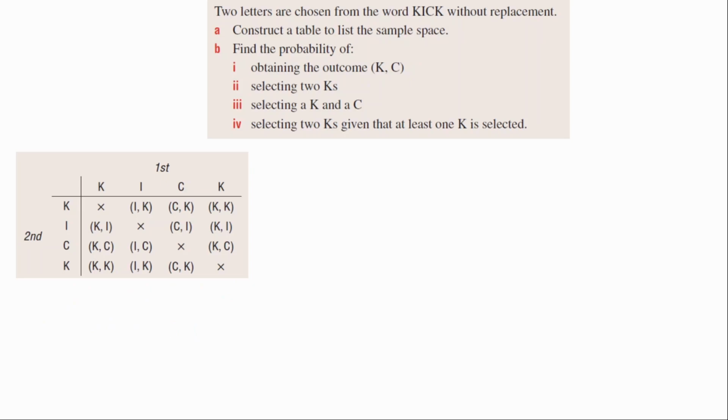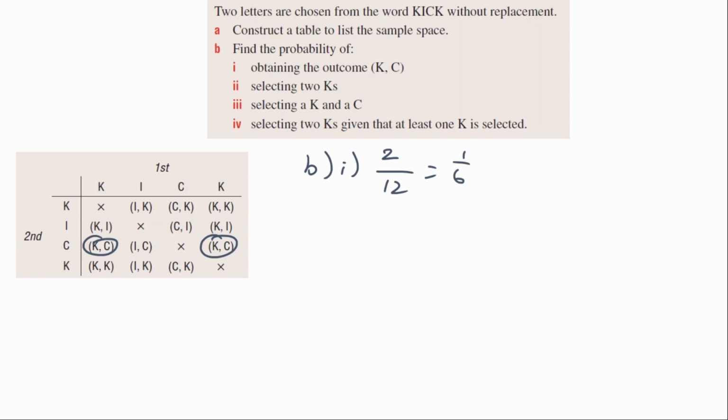Alright, let's have a go at finding the different probabilities now. So question B, find the probability of obtaining the outcome KC. So there's 1 there, and there's another one here. So this time there's going to be 2, and we need to know the total as well. So if you counted them up, you would count a total of 12, and that can be simplified to a fraction of 1 out of 6.